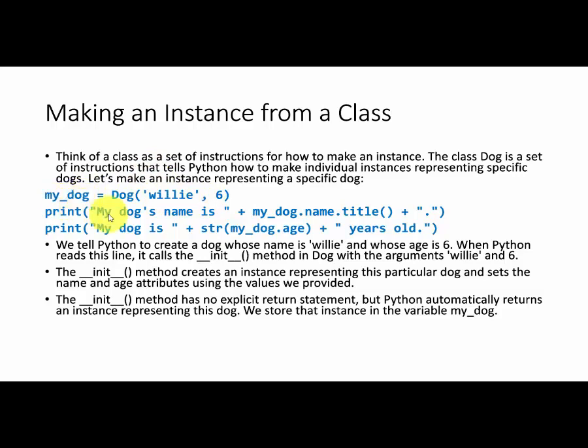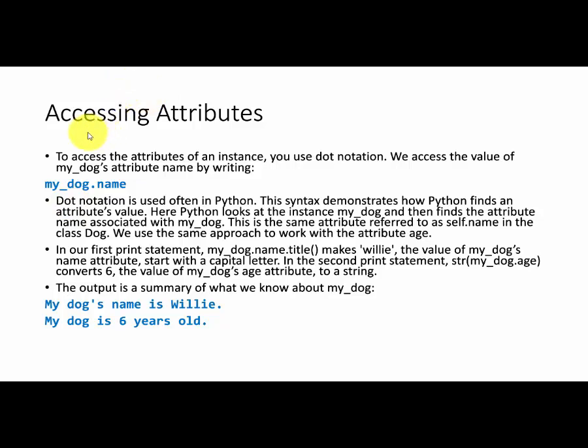In my_dog, you can use the dot operator and refer to attributes like name, age, color, whatever is there. Here I am converting the dog's age to a string, because the age I am passing is an integer. This is how your Python program runs: it returns an instance of Dog and stores it in the variable my_dog. Then you access the attributes using the dot operator, like my_dog.name.